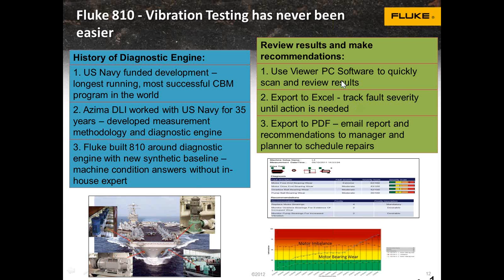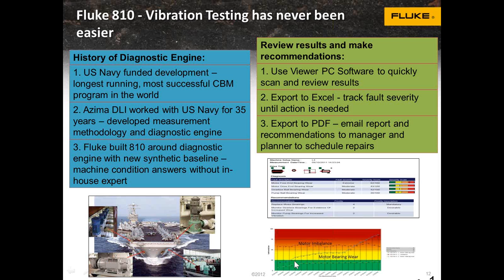Over on the right, we talked about the viewer software. The viewer software allows you to quickly scan and review the results, and you can see here's a sample report in the middle of the page on the right. This is a report that comes right out of the software. It shows you a picture of your machine. It gives you the faults, how serious the faults are, and a severity score. That severity score can be exported to a simple Excel template so you can track the severity.